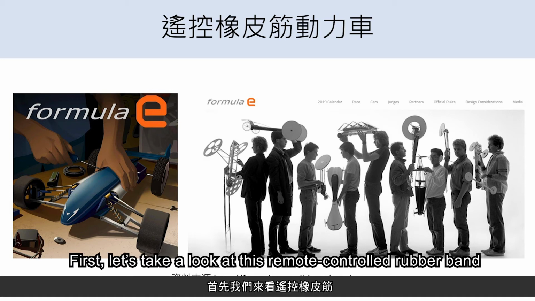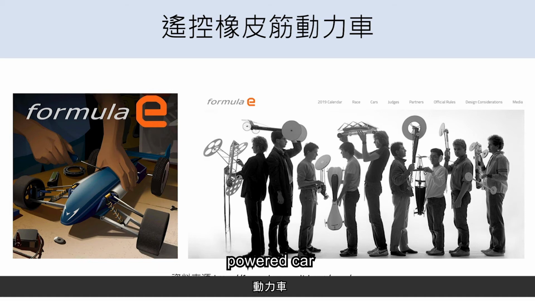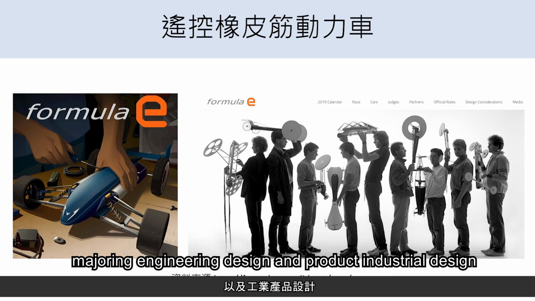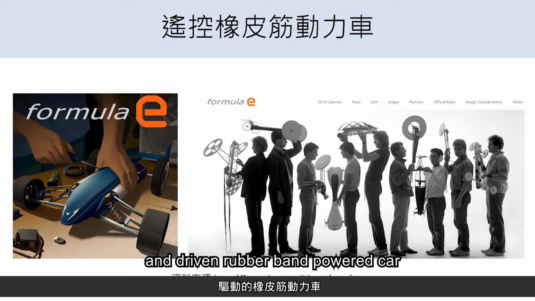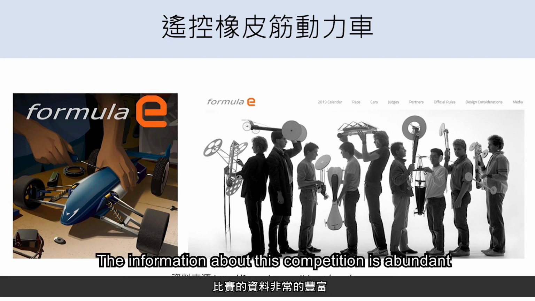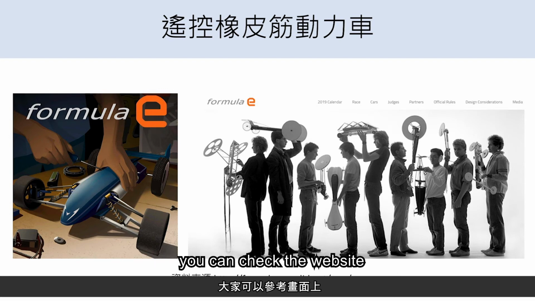First, let's take a look at this remote-controlled rubber band-powered car. This is for students majoring in engineering design and product industrial design to participate. The rule is to use a 15-foot long rubber band to make a remote-controlled and driven rubber band-powered car. The information about this competition is abundant. You can check the website provided on screen and search for relevant information as reference for learning.